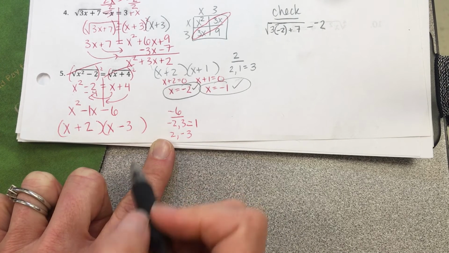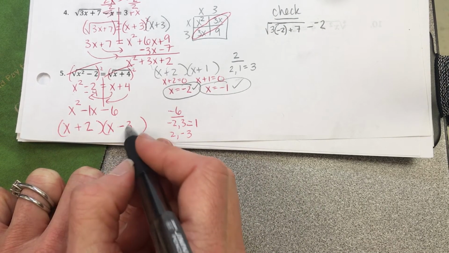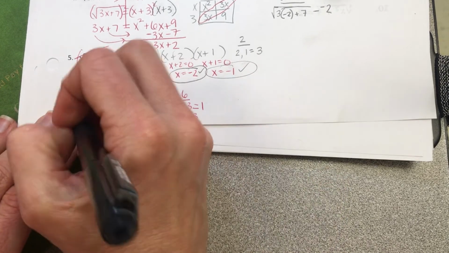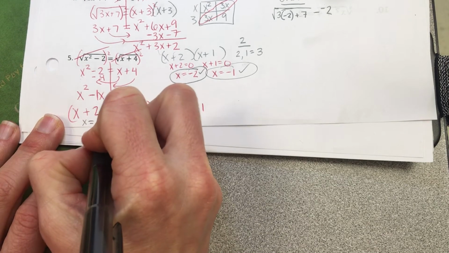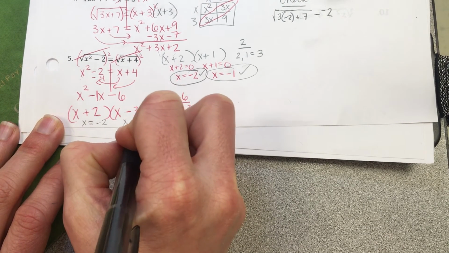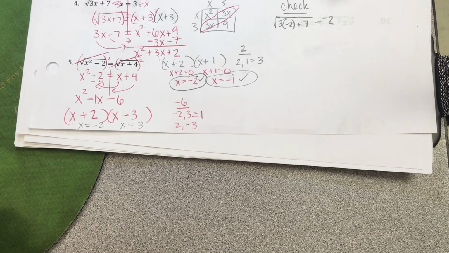Guys, if you want to show your work, you're welcome to. X plus 2 equals 0, x minus 3 equals 0, but I'm going to take a shortcut. What do you know x is going to be? Negative 2. What do you know x is going to be here? Positive 3. Okay, if you want to go through the steps, you're welcome to.